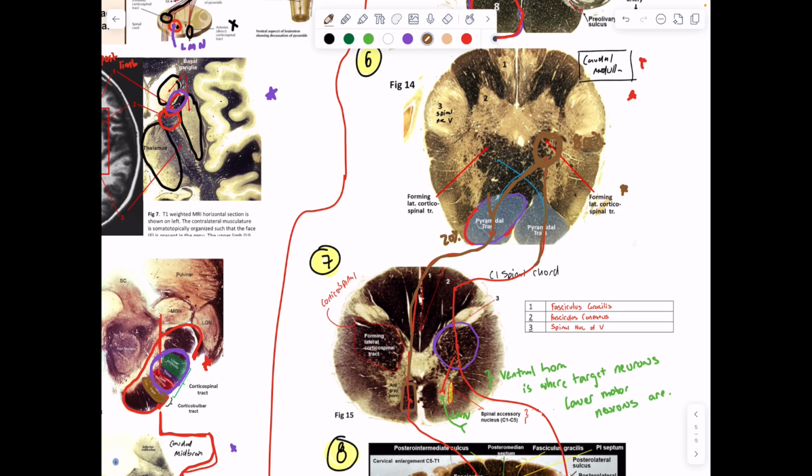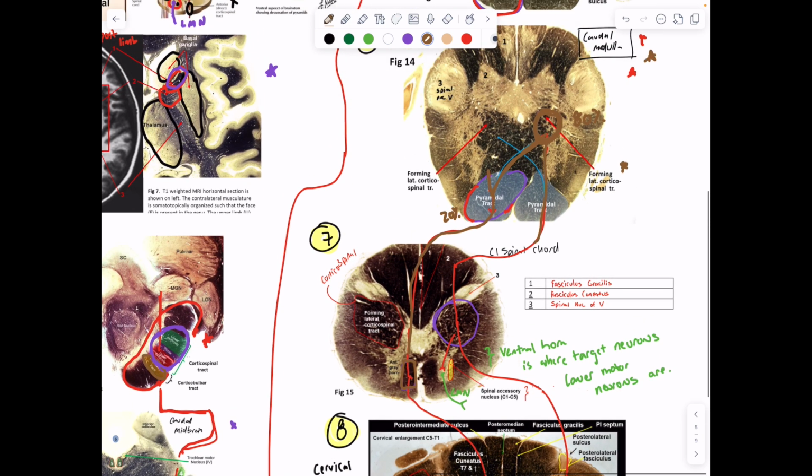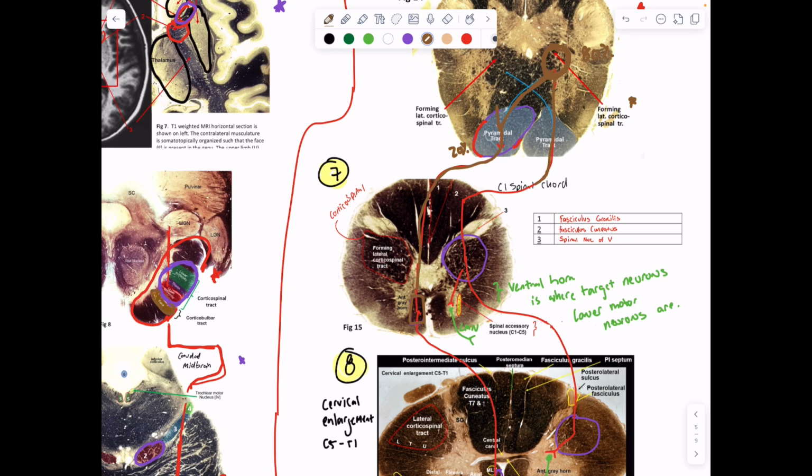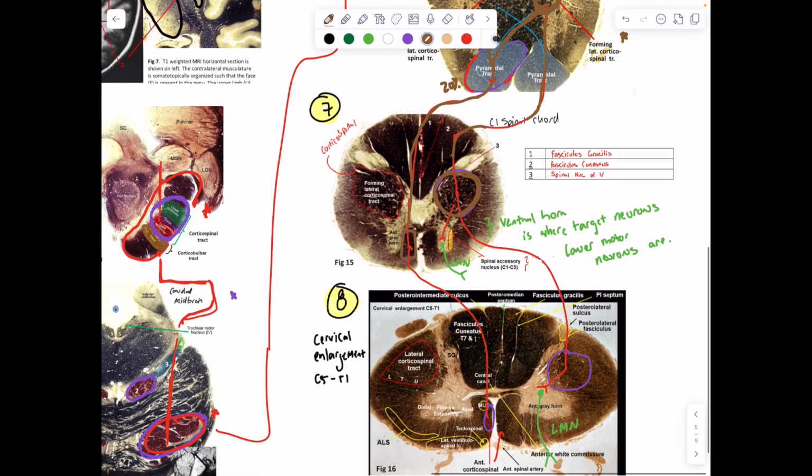The lateral corticospinal tract is going to come down. Again, this is the caudal medulla where this occurs, so the bottom of the medulla. Then you get to the top of the spinal cord. In the spinal cord, you're going to go to this section right here, which is the lateral corticospinal tract, and then you can start to synapse with our lower motor neurons.